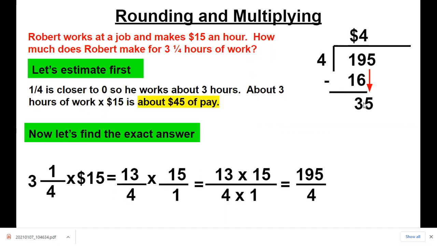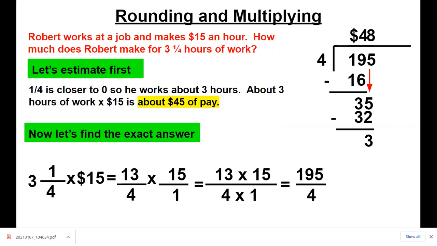How many 4s will go into 35? Well, 4 times 7 is 28. 4 times 8 is 32. 4 times 9 is 36. 36 is over, so 4 times 8. 4 times 8 is 32. 35 minus 32 is going to give me 3.